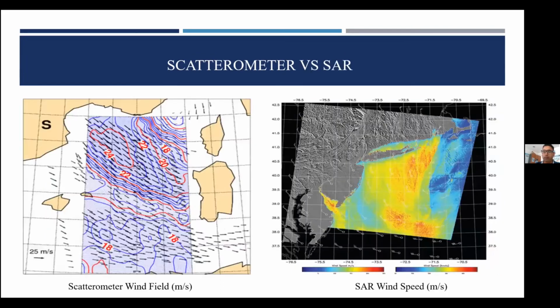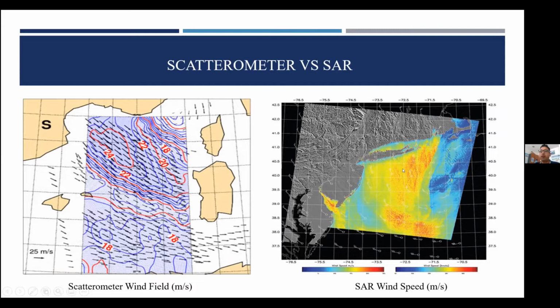In this slide, we have a comparison between the scatterometer wind field and the SAR wind speed. We can see that the wind field can be retrieved, we can get the data using the scatterometer. But why do we need to shift from the scatterometer to the SAR? Because the resolution of the scatterometer is up to 25 kilometers, so near the coastal area we cannot get the wind field on a finer scale due to the contamination of land. That's why we have to shift from the scatterometer to the SAR sensor.